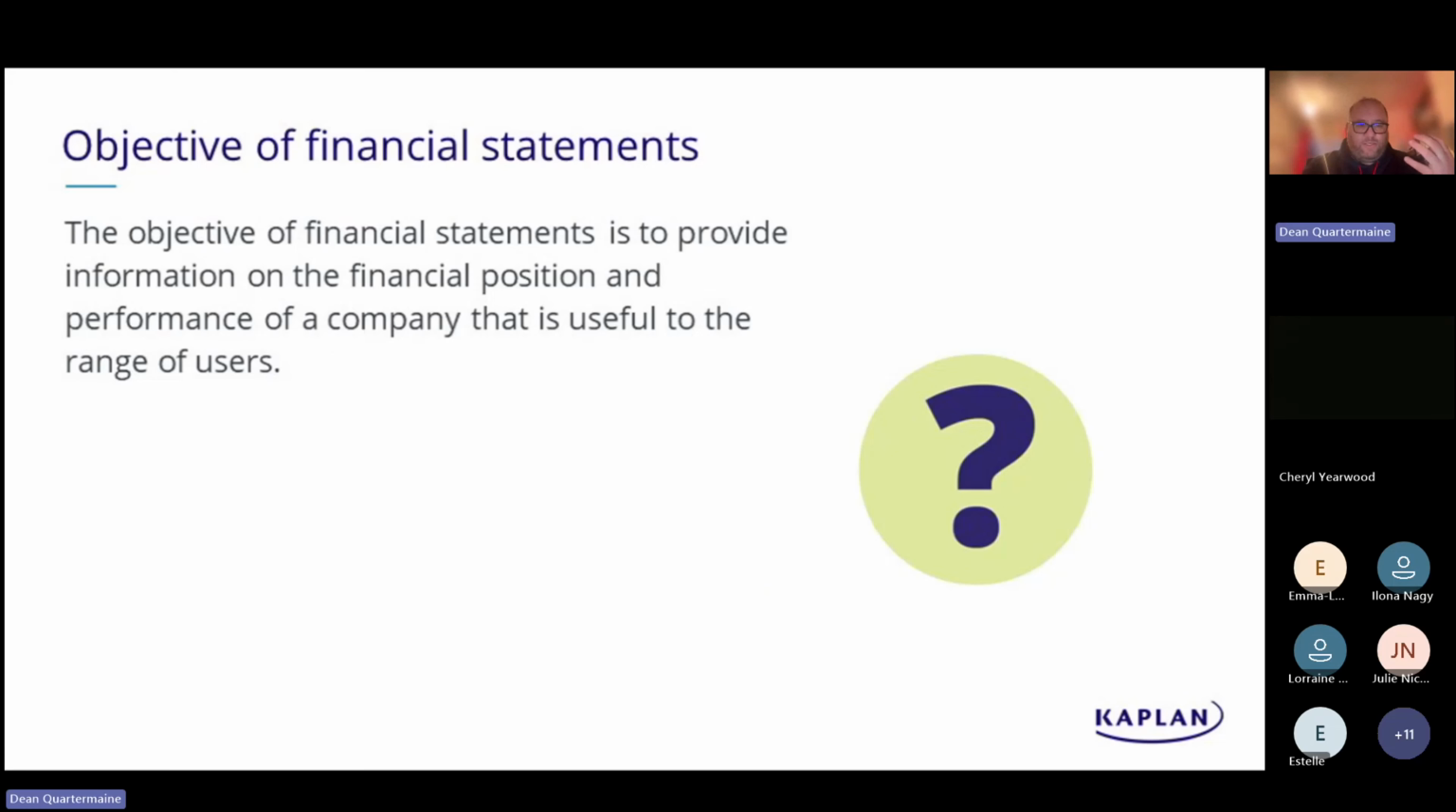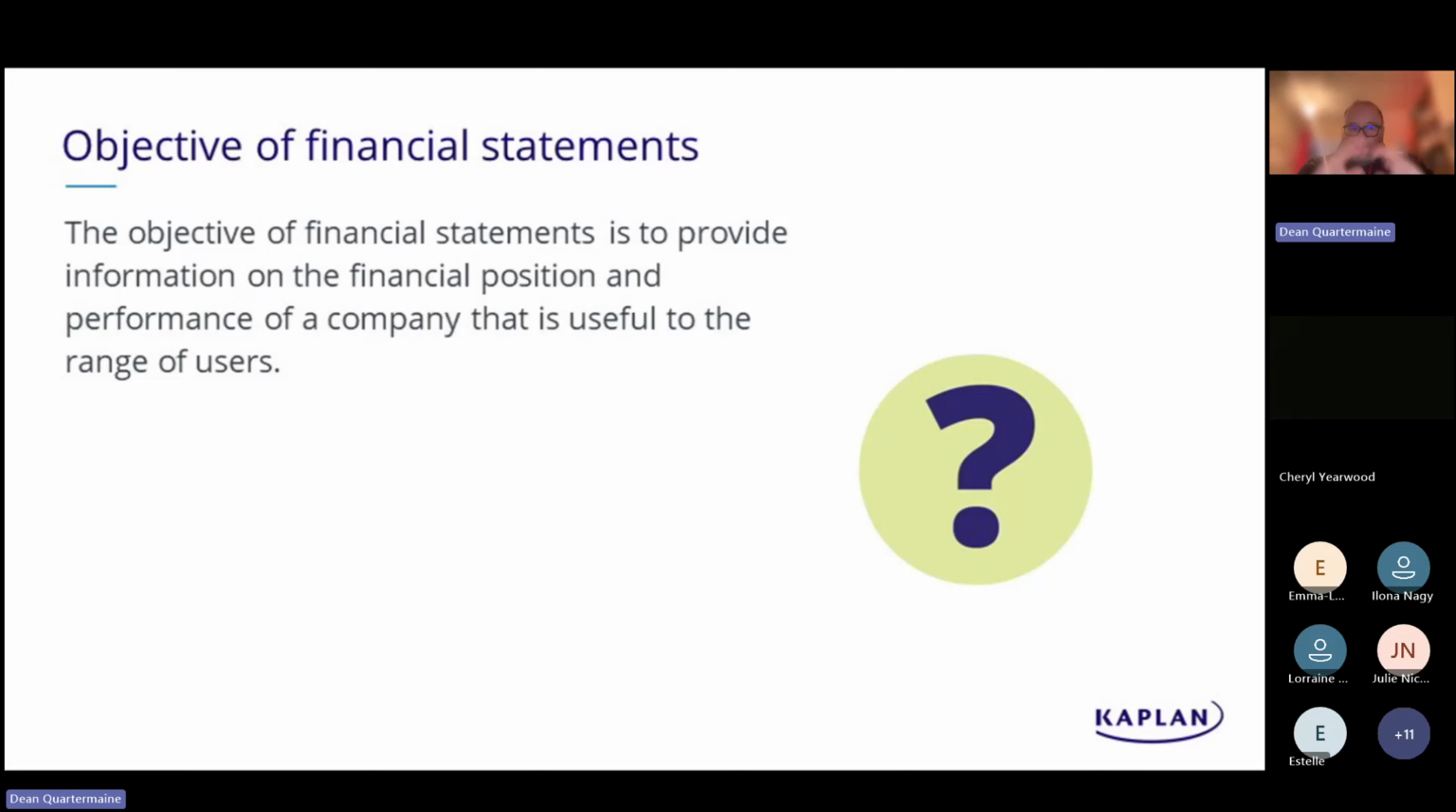We've got a statement of financial position, which tells us all the information about the financial position of the business. And then we've got a statement of profit or loss, which tells us about the performance of a company in a period of time. And what we're saying is, it's all well and good having those statements, but those statements then need to be useful to a range of users. And if we can do all that, we've met the objective of producing them.